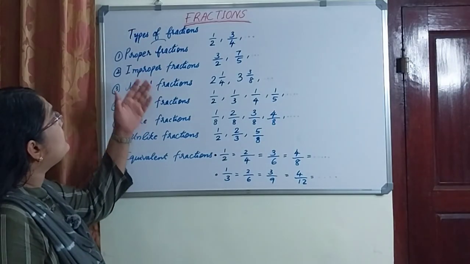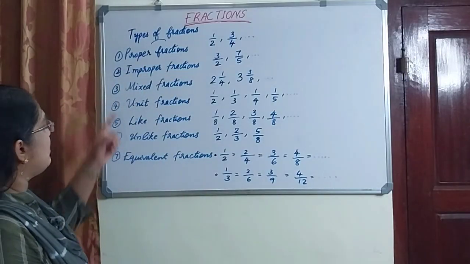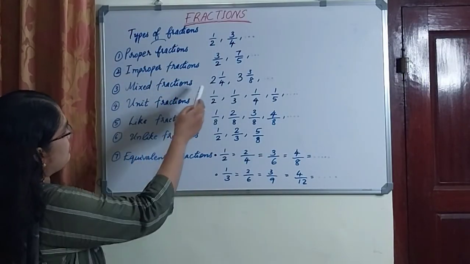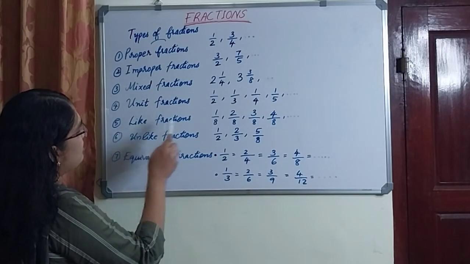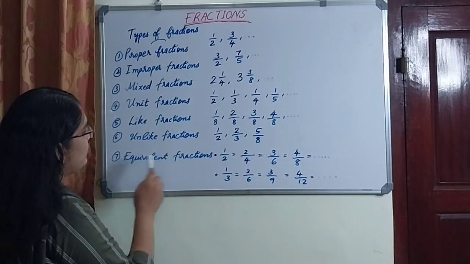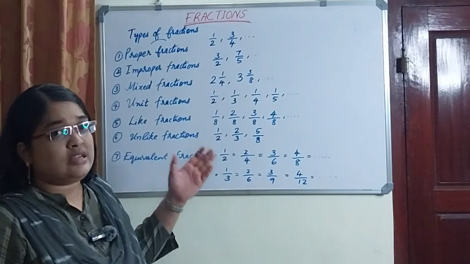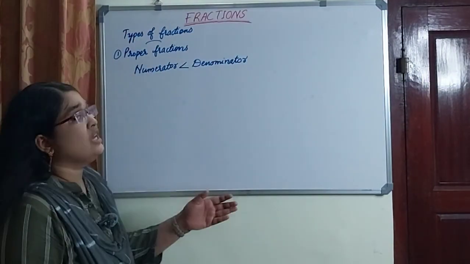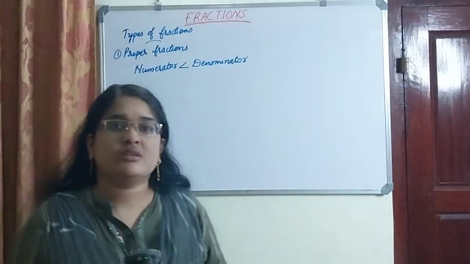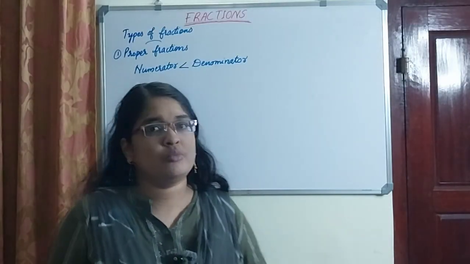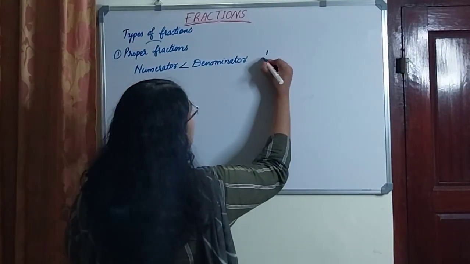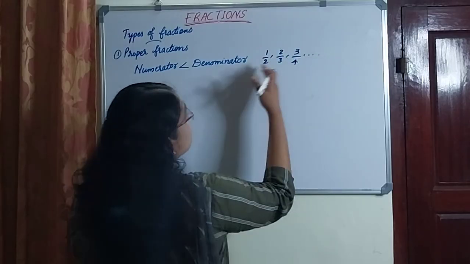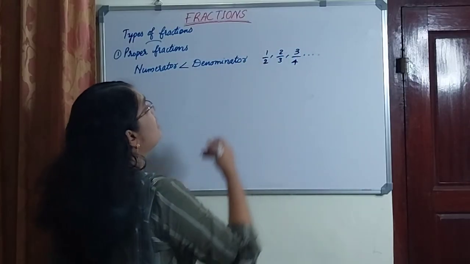Next we can learn about different types of fractions. There are 7 different types of fractions: proper fractions, improper fractions, mixed fractions, unit fractions, like fractions, unlike fractions, and equivalent fractions. We can see the definition and examples of each of these. First of all, proper fractions. A proper fraction is a fraction where the numerator is lesser than the denominator. Example, 1/2, 2/3, 3/4, etc.